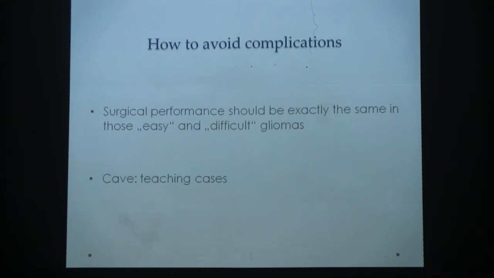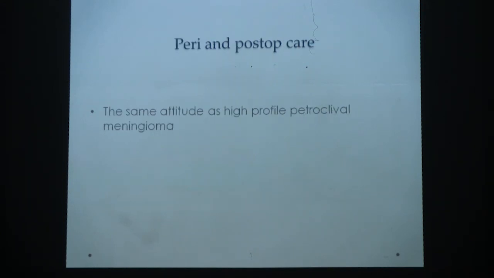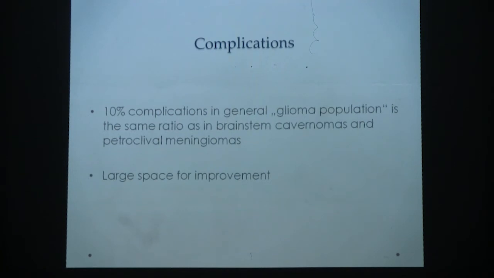All right, so how to avoid complications? Back to that. The performance should be exactly the same as in those easy and difficult cases. It should be the same as in meningiomas, with the reservation of those teaching cases. So really, peri- and post-op care exactly the same as high-profile patients. A 10% complication rate is quite a lot. There is a large space for improvement. And I would suggest you do all this back at home in your departments to check the complication rate.